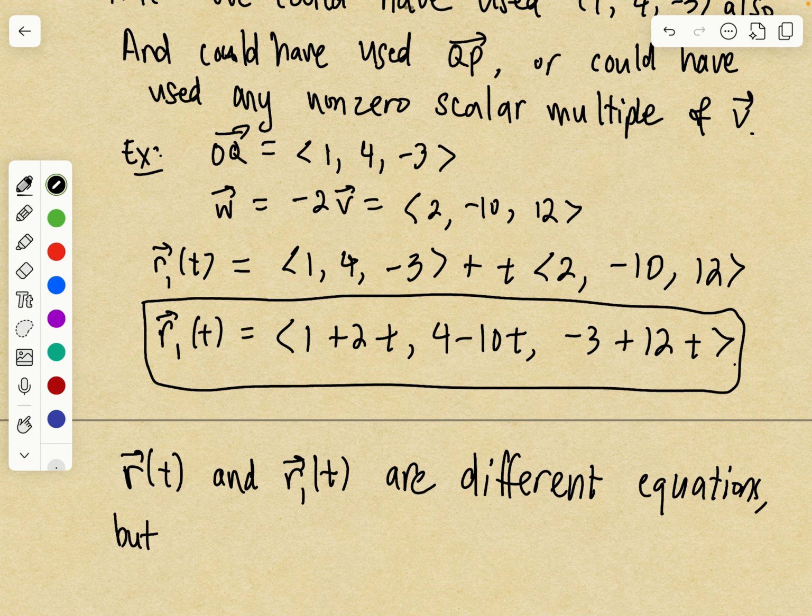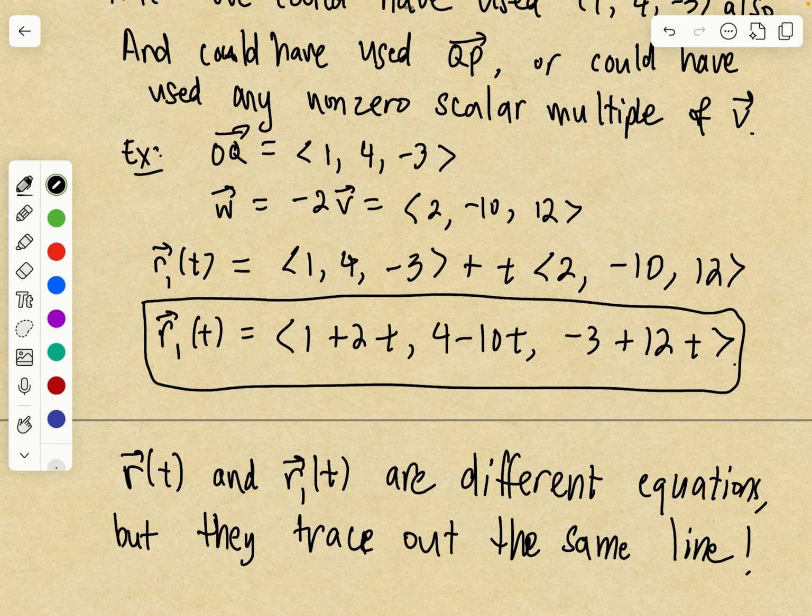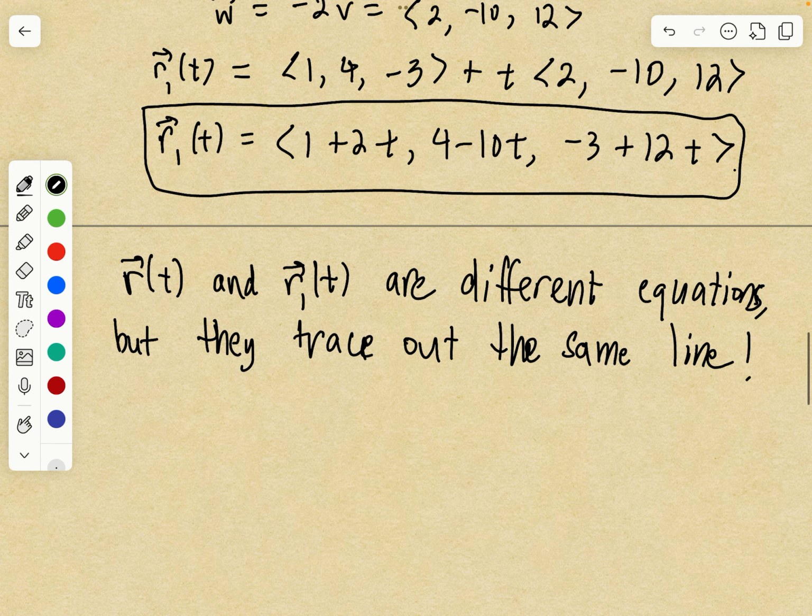But they trace out the same line. So here's an analogy that I think might be helpful. Pretend that the line is like a freeway. That's the line, and you're trying to find a parametric equation for this line.